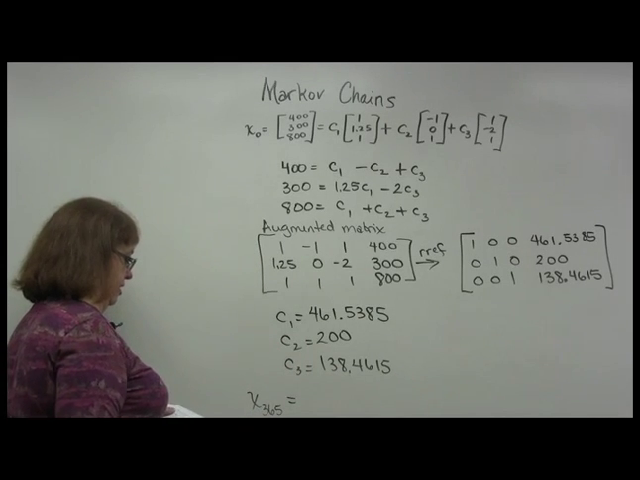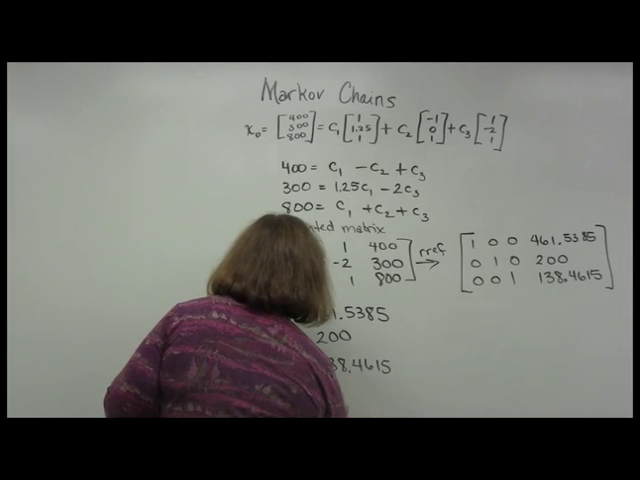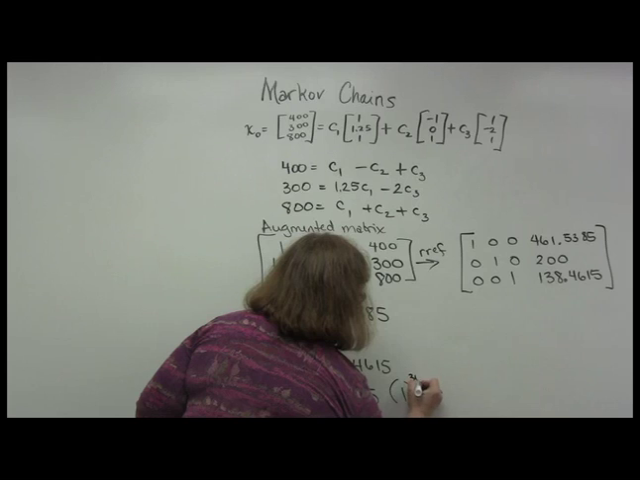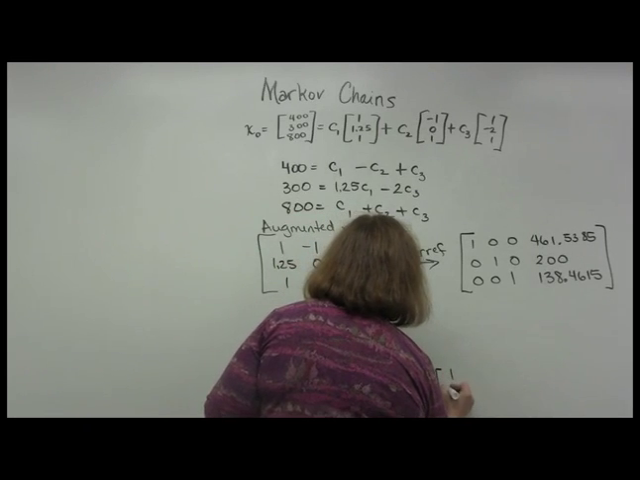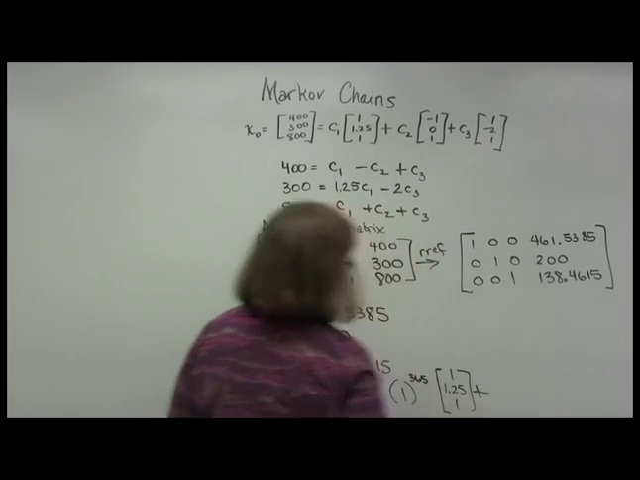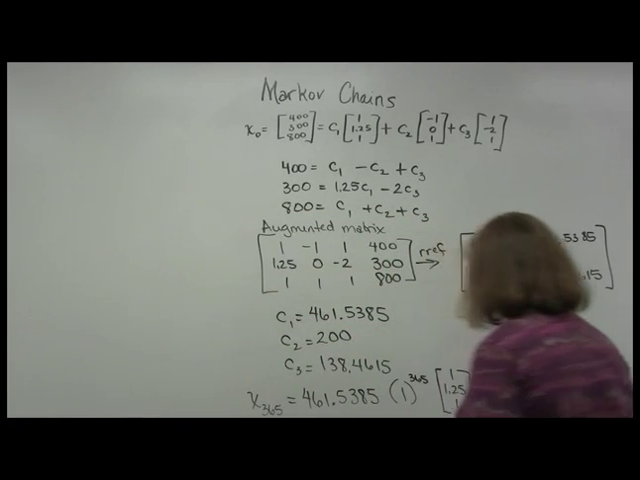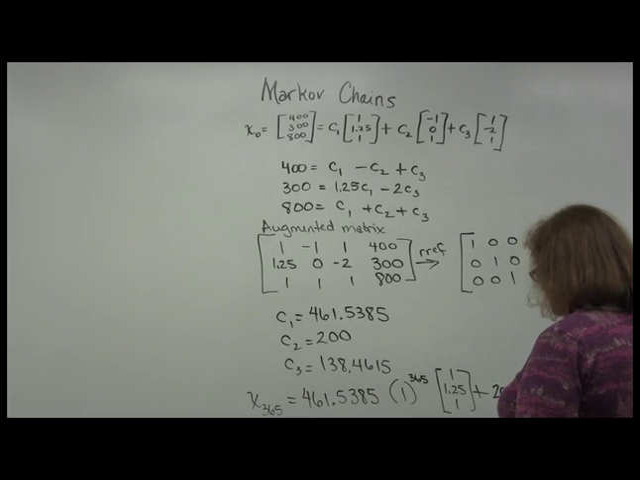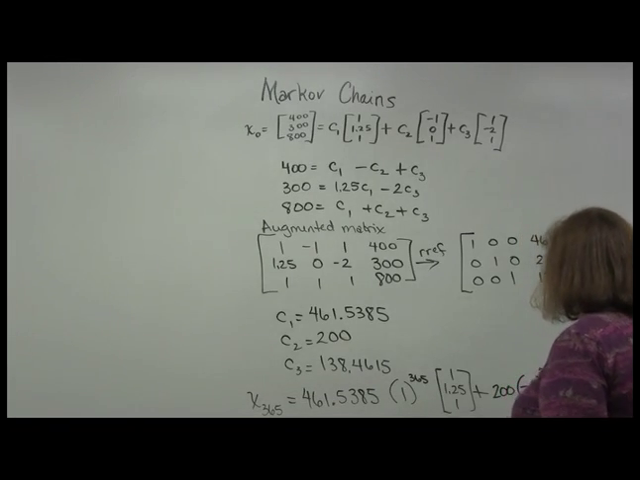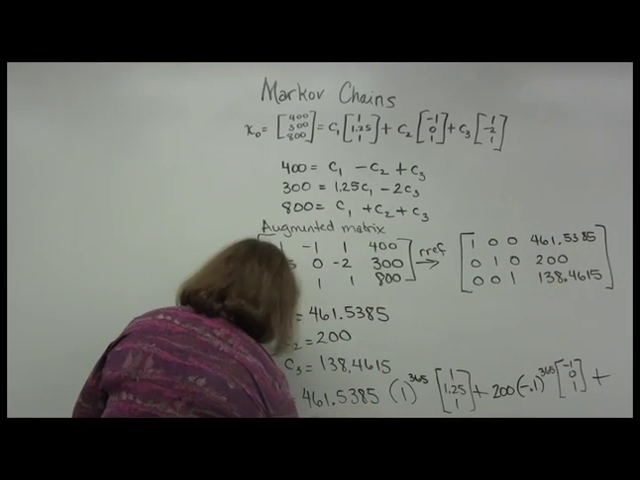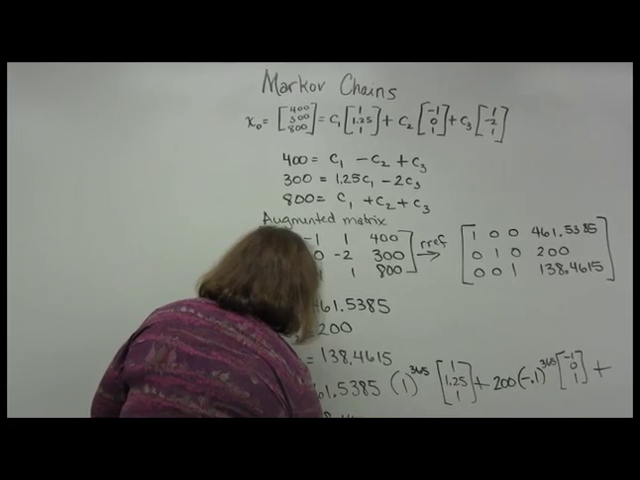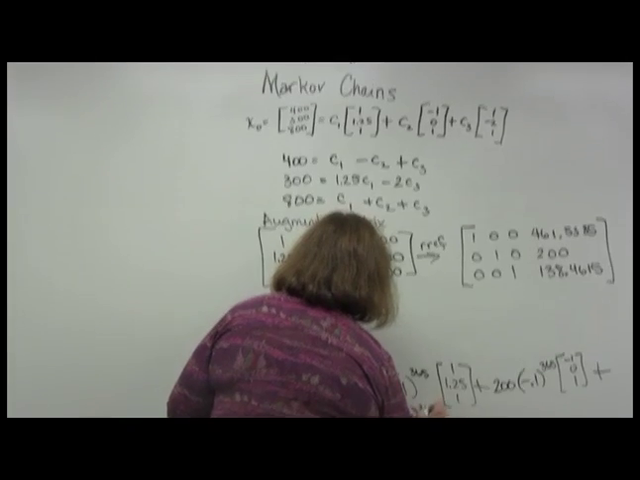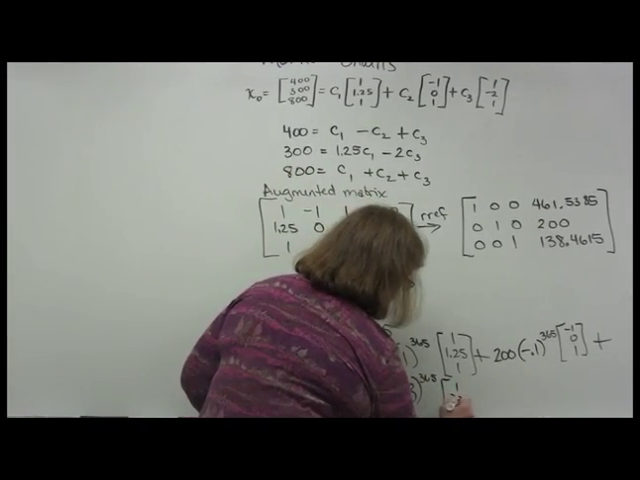Okay, x sub 365 was C sub 1, which is 461.5385, times my lambda sub 1, which was 1, to the 365th, times the corresponding eigenvector, plus C sub 2, which is 200, times my lambda sub 2, which is negative 0.1, to the 365th, times its corresponding eigenvector, negative 1, 0, 1, plus C sub 3, which is 138.4615, times my lambda sub 3, which was negative 0.3, to the 365, times the corresponding eigenvector, which was 1, negative 2, 1.